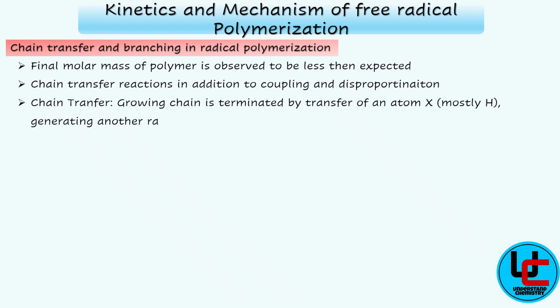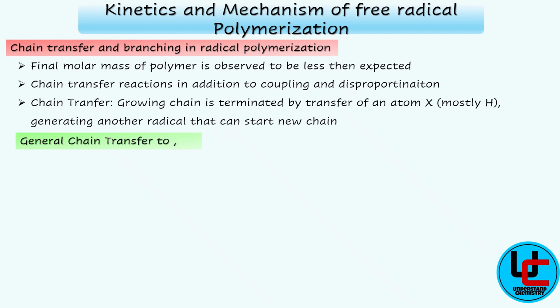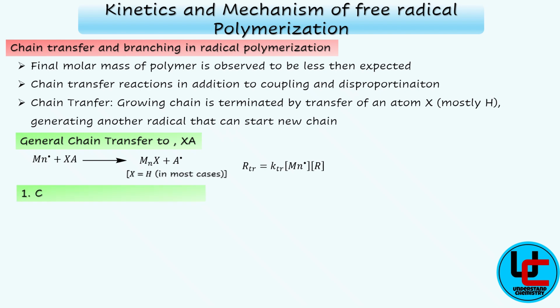These displacement reactions are termed chain transfer reactions and can be described by the general equation as shown here. In this equation, XA is a chain transfer agent which could be a monomer, initiator, or solvent. In this reaction, the growing chain is terminated by one of the species with the formation of a new radical A that can start a new chain.